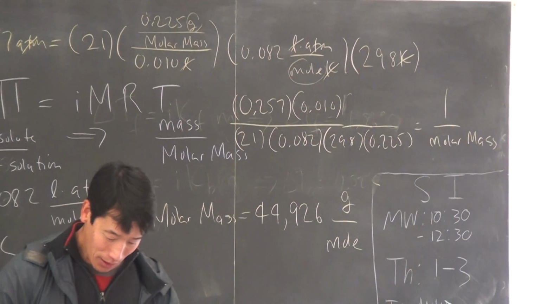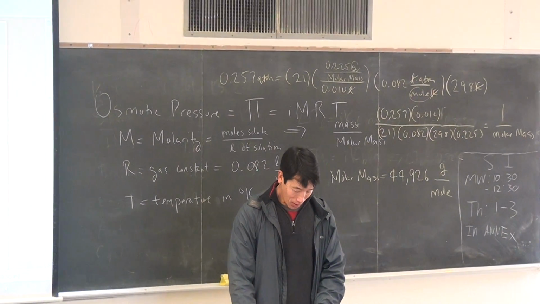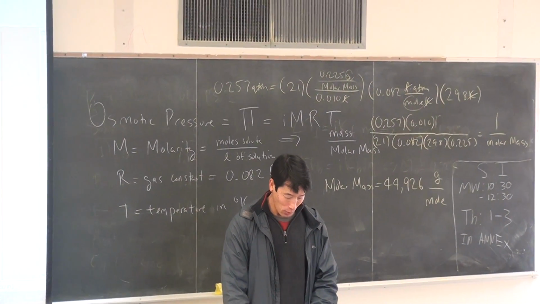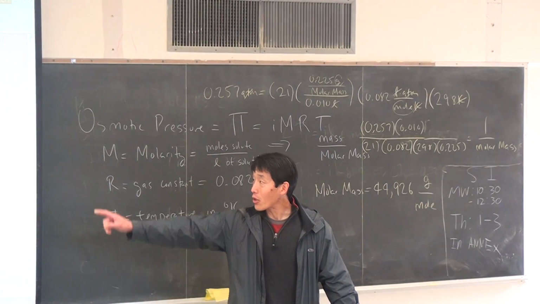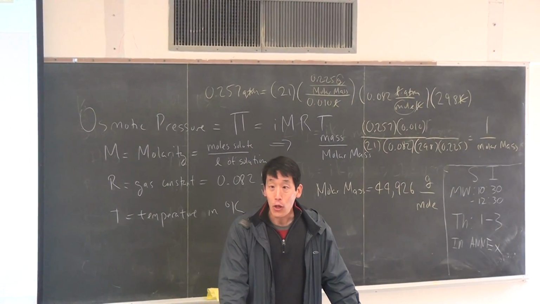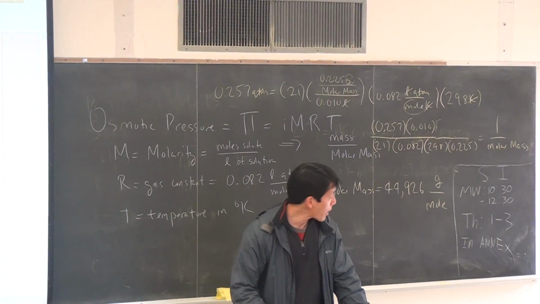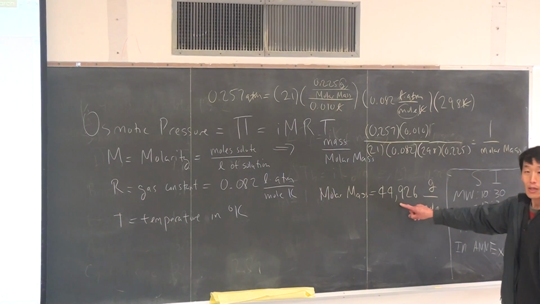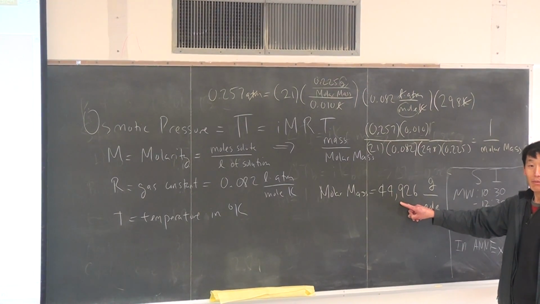Okay, now it says in the next part, what is the actual molar mass of the protein? For part A it says calculate the molar mass. They didn't use 21 for the i value, they're just using i equals 1. And for the actual molar mass, this will be the actual molar mass because you included the number of particles in solution.